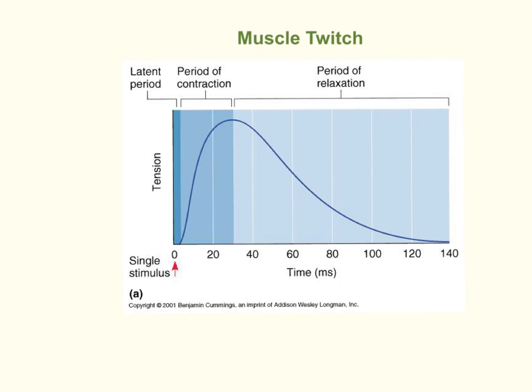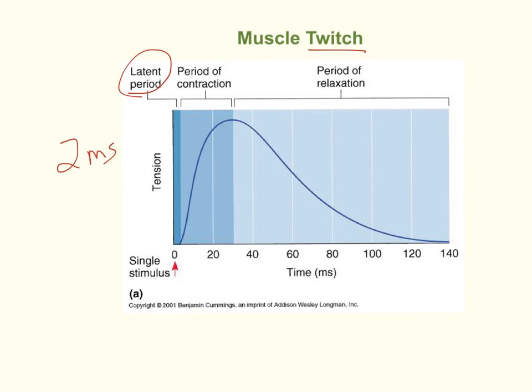Now, a single action potential from a motor neuron can cause a single rapid contraction and relaxation of a muscle fiber or group of muscle fibers that is called a twitch. A twitch really doesn't do very much work, but it has three distinct phases or periods. The first is referred to as the latent phase or latent period, which is the time from the arrival of the stimulus until the time the muscle begins to shorten. This takes about 2 milliseconds to occur.